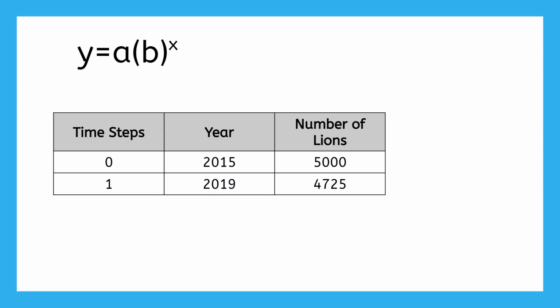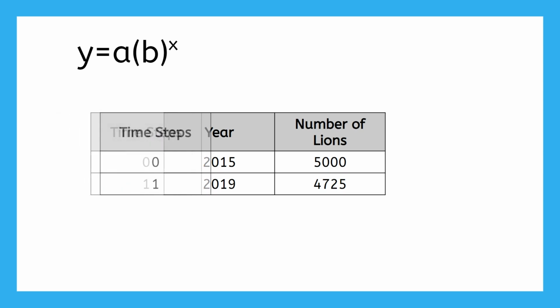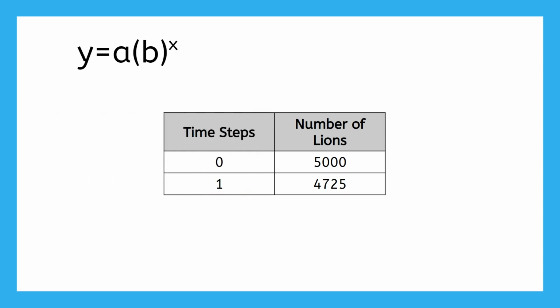Now, if we take our time steps column and move it over temporarily to cover up our year column, we have a table we're more used to working with. If we say the time steps column is our x values, and the number of lions column is our y values, can you create an exponential function to represent this? Go ahead and find the a value and find the b value and write an equation for this, just like you've practiced in previous lessons. Pause the video here.